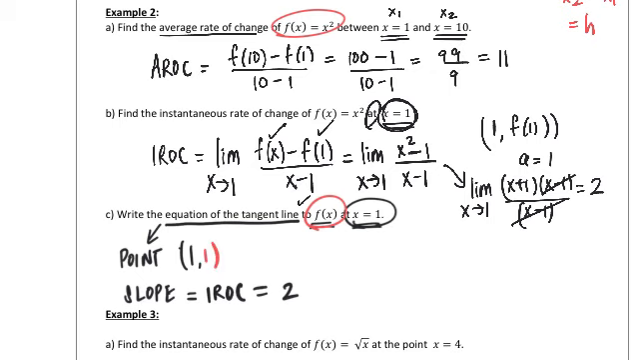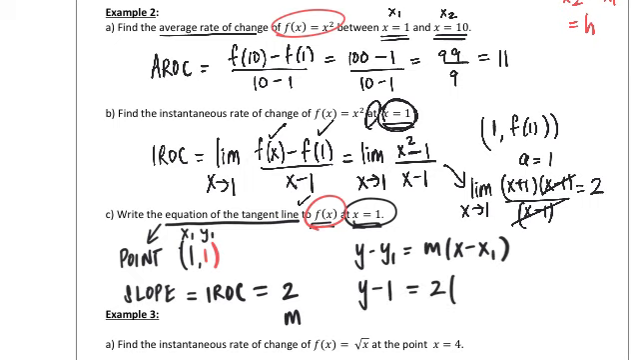Okay, so we want to find the point and we want to find the slope, and then we're going to use the point slope form of the equation. y minus y1 is equal to m times x minus x1. That's a line equation, right, in point slope form. And your m is right here, your x1 is here, your y1 is here. So very straightforward. y minus 1 is equal to 2 times x minus 1. You do not need to put this into slope-intercept form unless the question specifically asks you to do so.